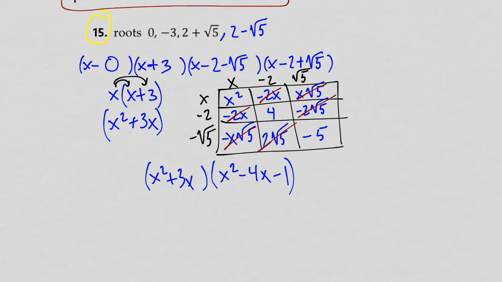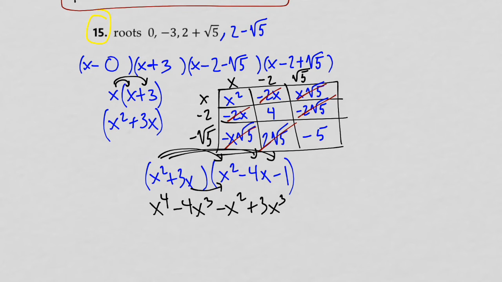Okay. So x squared times x squared is x to the 4th. X squared times negative 4x is negative 4x cubed. X squared times negative 1 is negative x squared. 3x times x squared is positive 3x cubed. 3x times negative 4x is negative 12x squared. And 3x times negative 1 is negative 3x. And let's clean it up and we're done.